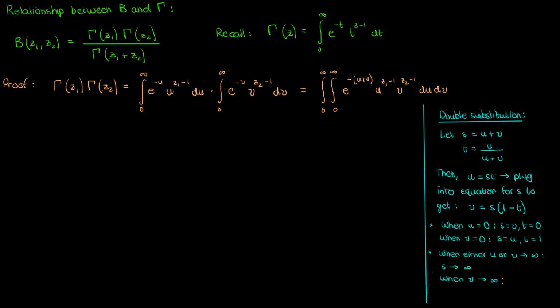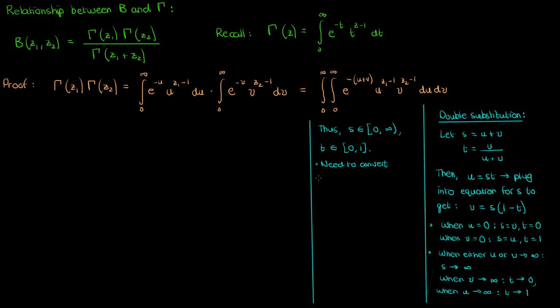T approaches 0 if only v approaches infinity, and it approaches 1 if only u approaches infinity. So we can see from these computations that the limits to put on our s are 0 and infinity, the maximum and minimum possible values of s in this parametric setup. And on the other hand, the limits to put on our t are 0 and 1, the minimum and maximum possible values of t.